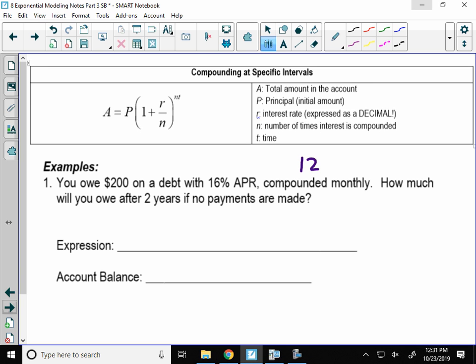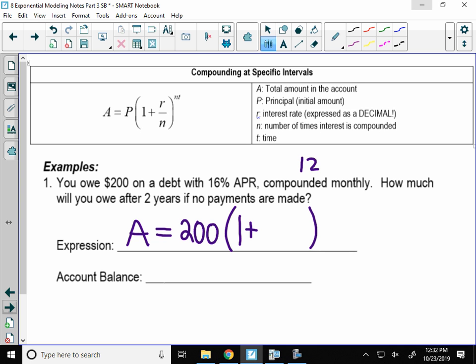All right, so we'll set up our expression. A equals, what's the amount? So what's the principal here for P? 200. That's what you start with. Then you set up your big parentheses. My formula always has a 1 plus. Now, what's the percentage rate?